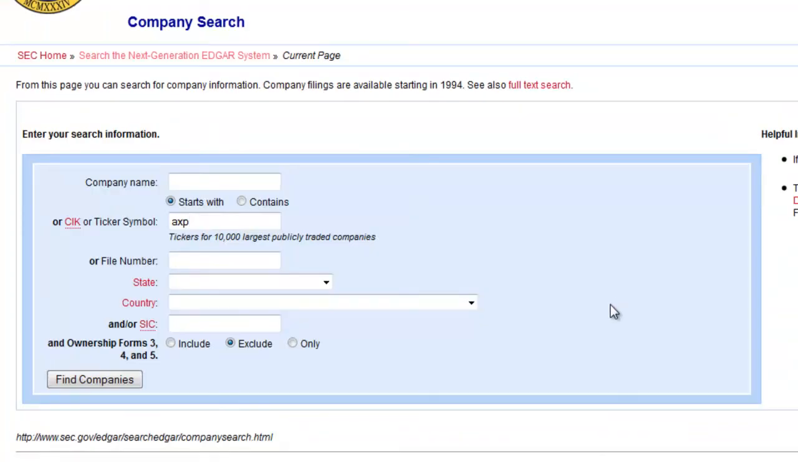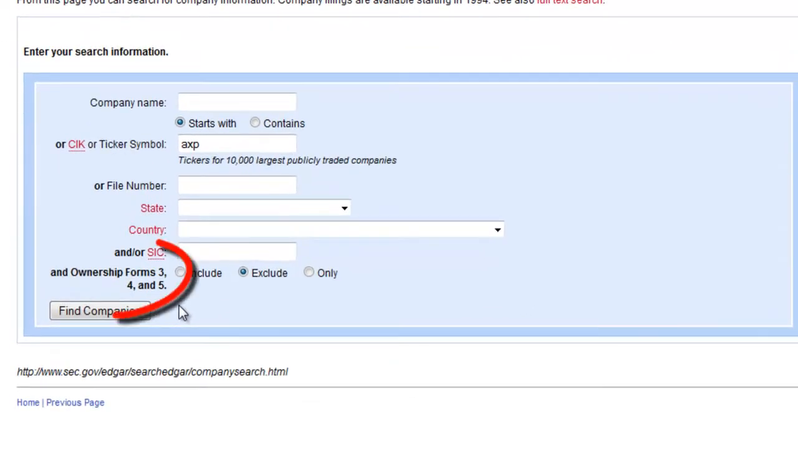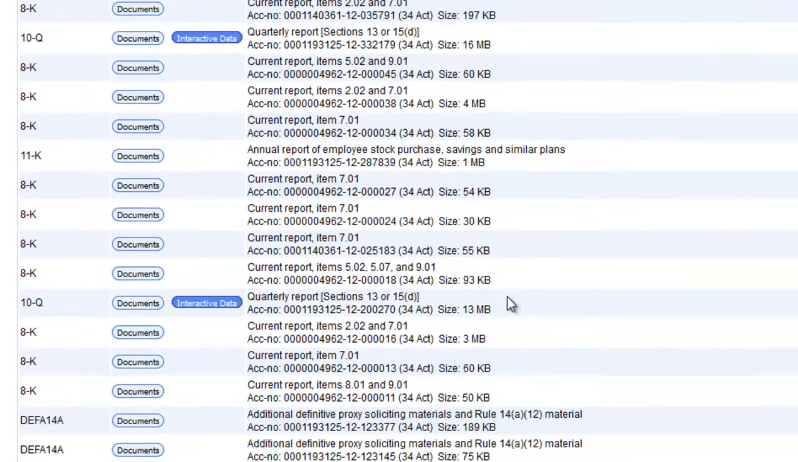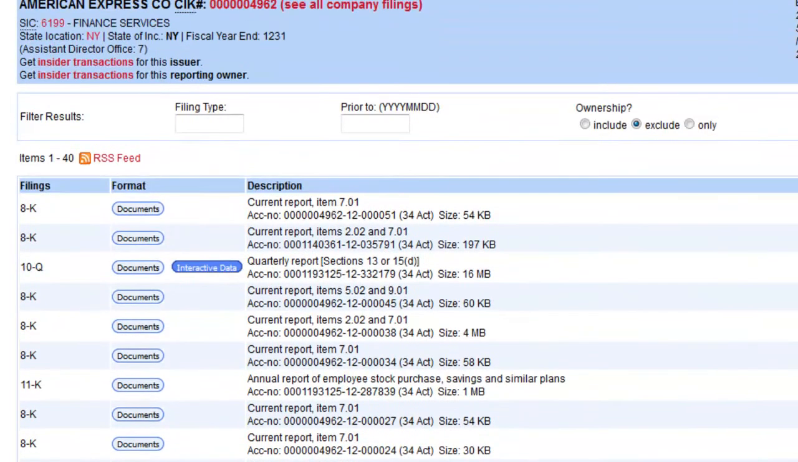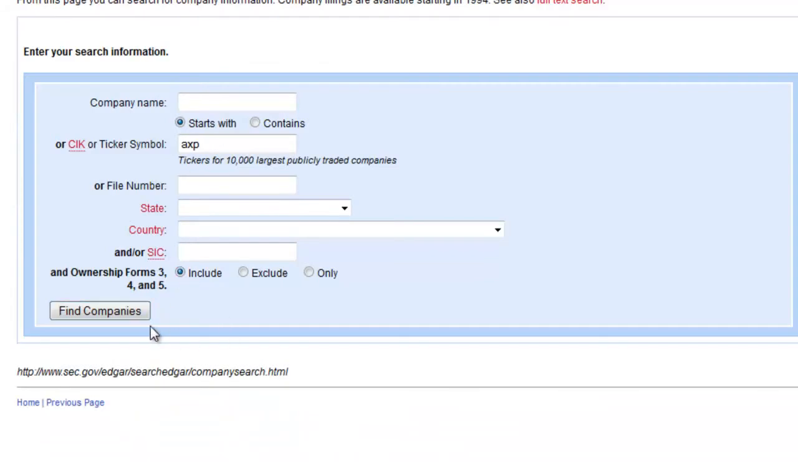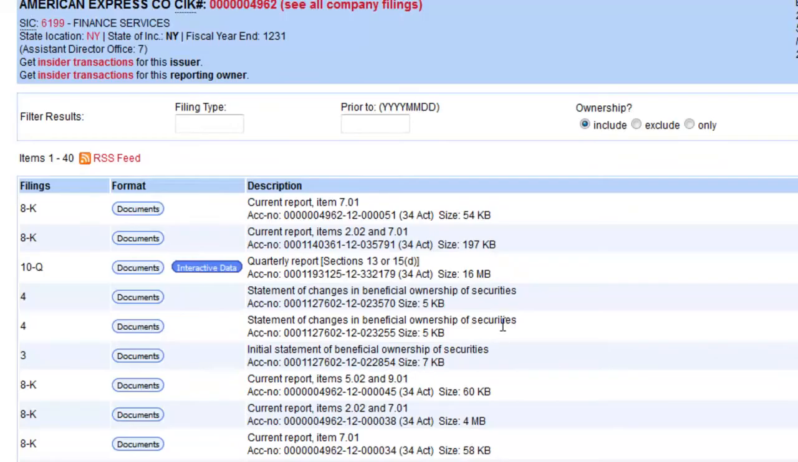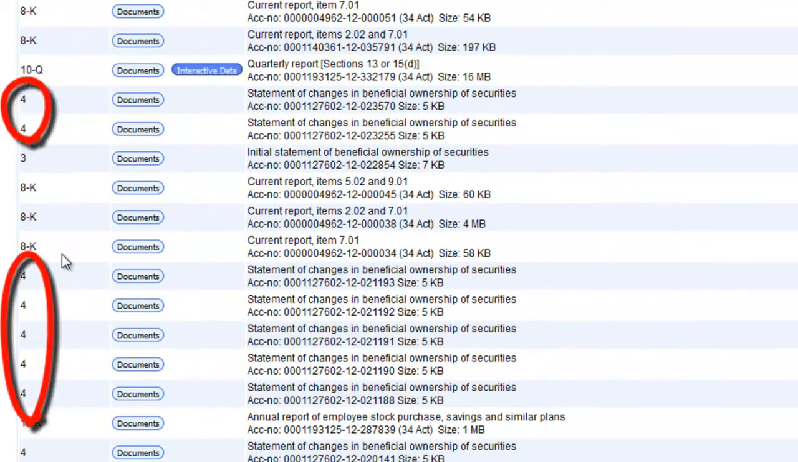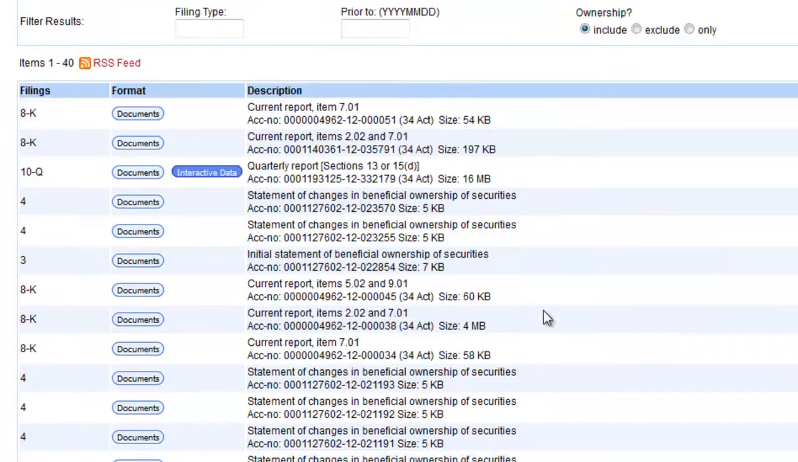Now, one thing that I want you to notice is that on the bottom here, it says "and ownership forms 3, 4, and 5," and as a default, it is excluded. So when we clicked on American Express, we did not see any forms 3, 4, and 5 because they were excluded. And if we go back and include them and go back, then all of a sudden we can see that these forms appear on the list of SEC documents.